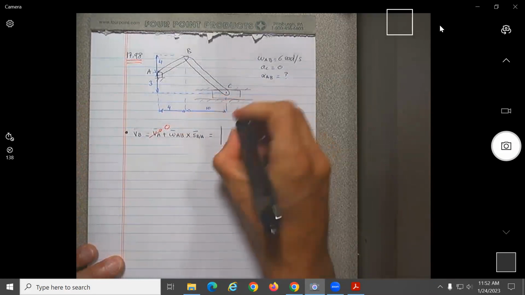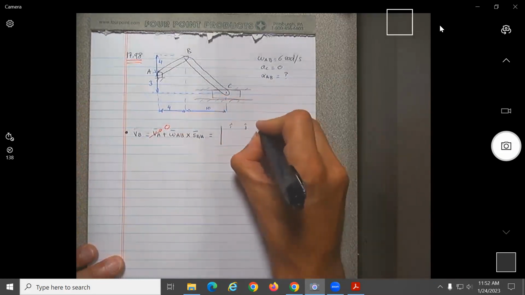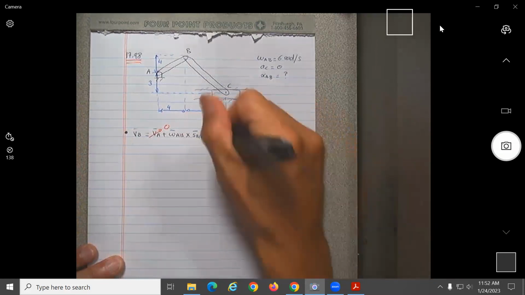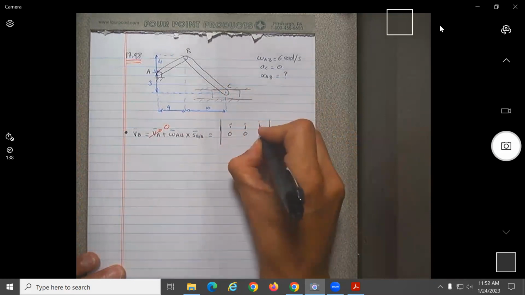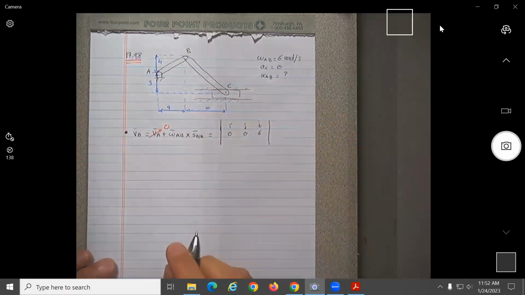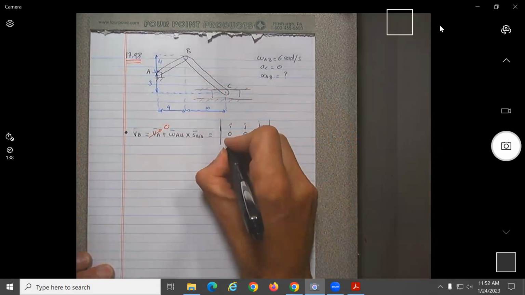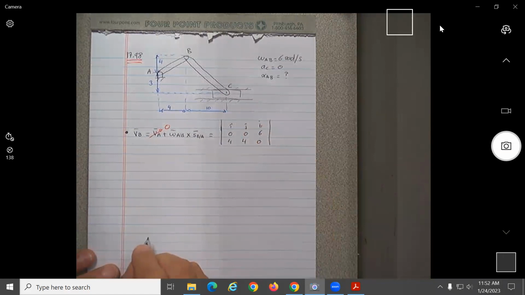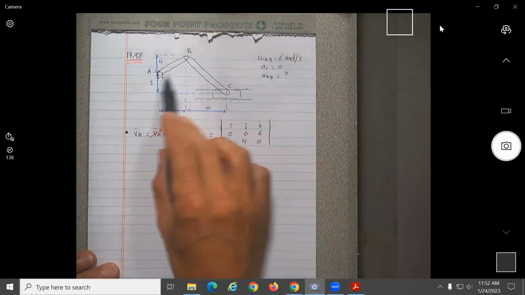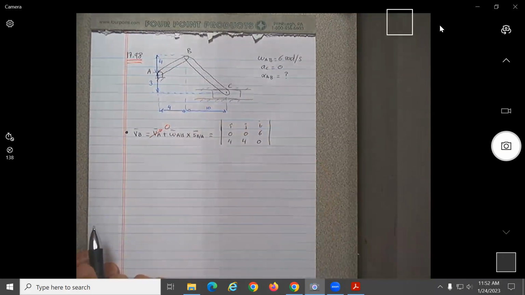So again, we need to do another cross product. I'm sure the cross products are getting easier, no? Okay, what is omega AB? 0.006. 0.006, okay. And what is the position of B with respect to A? 4, 4, and 0. Is it negative? No, everything is positive. Position of B with respect to A, so positive, positive, no? Okay.